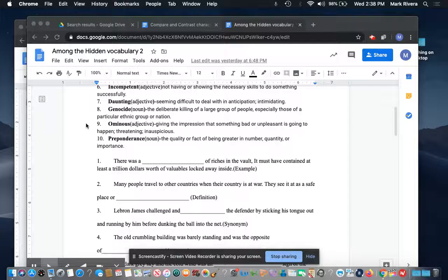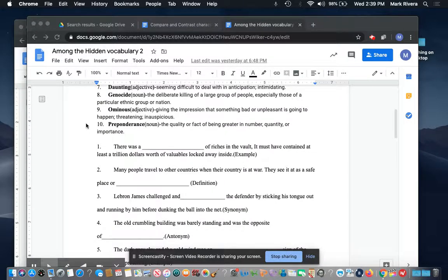So that's what a genocide is. Ominous is giving the impression that something bad or unpleasant is going to happen, threatening or inauspicious. So the root word here, omen, is kind of like what ominous means. It's like a clue that something bad is going to happen. One example I always think of is dark gray clouds in the sky. Those are ominous of an impending storm.